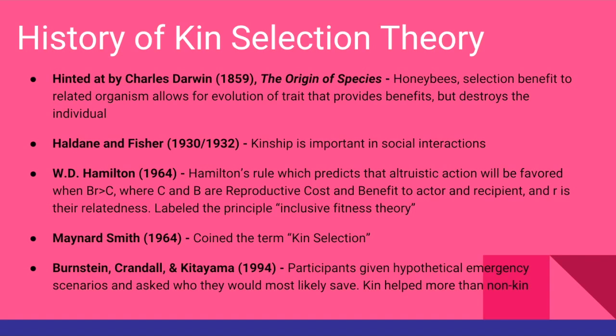In the 90s, Bernstein, Crandall, and Kitayama used this information in a study in which participants were given hypothetical emergency scenarios and asked who they would save. Kin were helped more than non-kin.